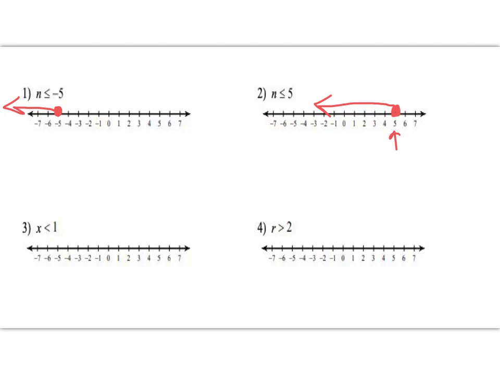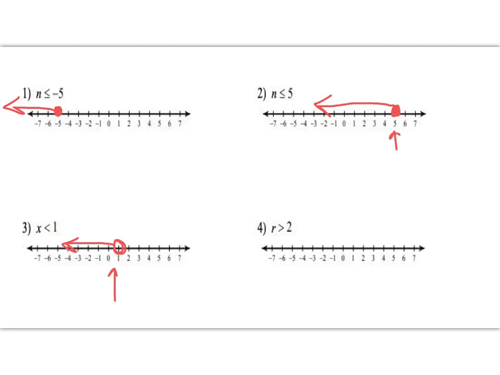X is less than 1, so I'm looking for 1 on my number line. Since it's not less than or equal to, it's just less than, it would be an open circle. And less than means all numbers to the left that are smaller.